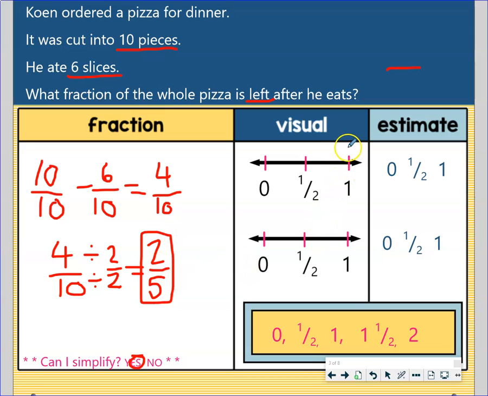Again, we can visualize this if we start with 1 whole and we ate 6 slices. 6 tenths is slightly bigger than a half, so I'm going to go to right about here. If we look at the difference between 1 and 6 tenths, that's slightly more than a quarter, but not as much as a half, so this answer does make sense. Oops, I accidentally drew a little extra line there. If we were to estimate, we start with 1, and 6 slices was a little bit more than a half. So if we take 1 minus a little bit more than a half, we should be left with a little bit less than a half.